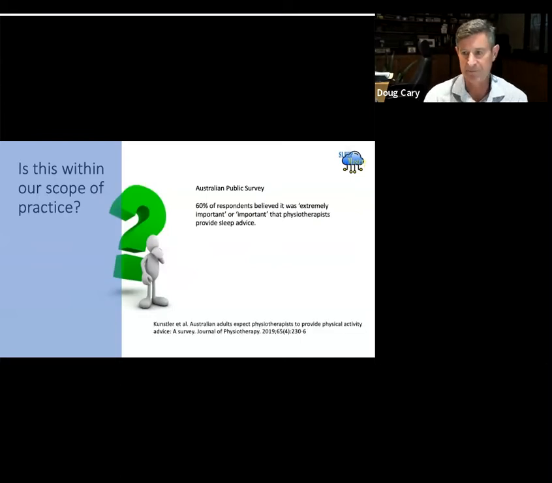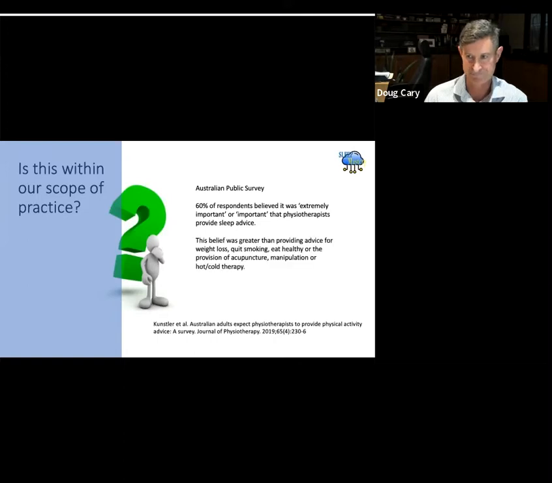And there was a survey done in 2019, which was looking at not just sleep, but a whole range of therapies that are provided by physios. And I'm not sure if there's anything similar being done for osteopaths, but I would imagine the overlay is probably quite the same. They surveyed people in the public, and they said, look, with regards to providing sleep advice, how important do you think it is that physios provide this advice to you? And 60% of the respondents believe that it was extremely important or important that physios provide advice on sleep.